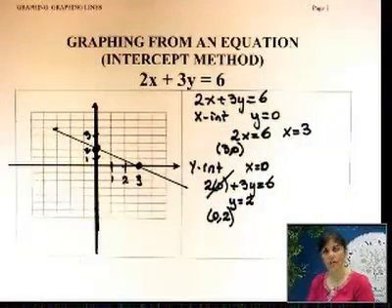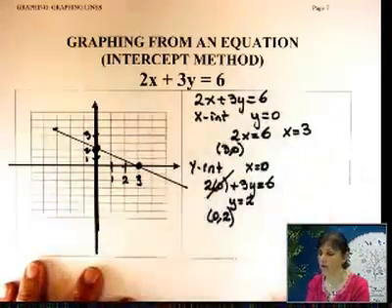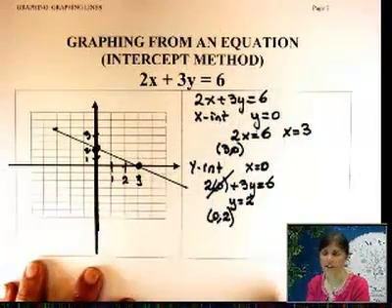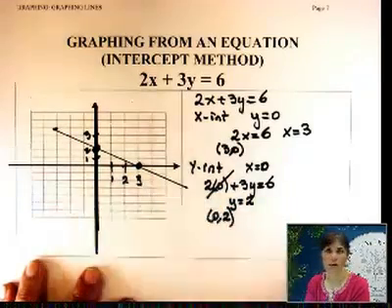So we were doing this conceptually before, and now we did it algebraically. You're given an equation: set y to 0, find the x-intercept. Set x to 0, find the y-intercept. Use those 2 points and draw a line.